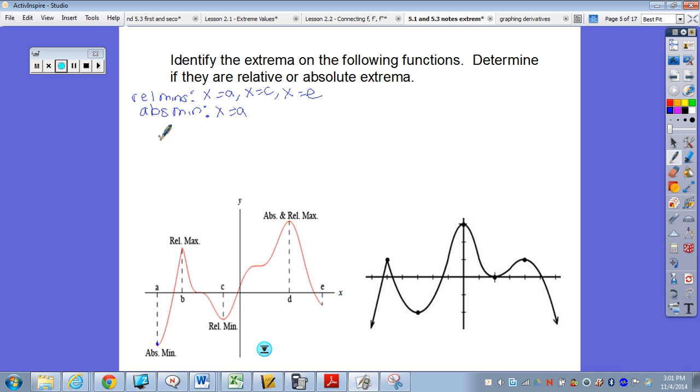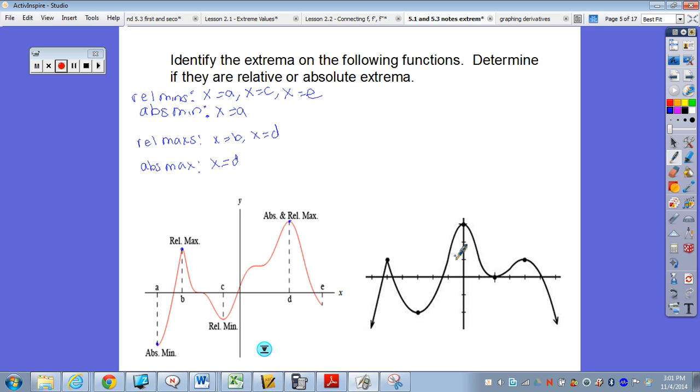Then the second one, the relative maxes are x equals b and x equals d, because those are the highest points in their area. And then the absolute max is the highest one, which is x equals d.